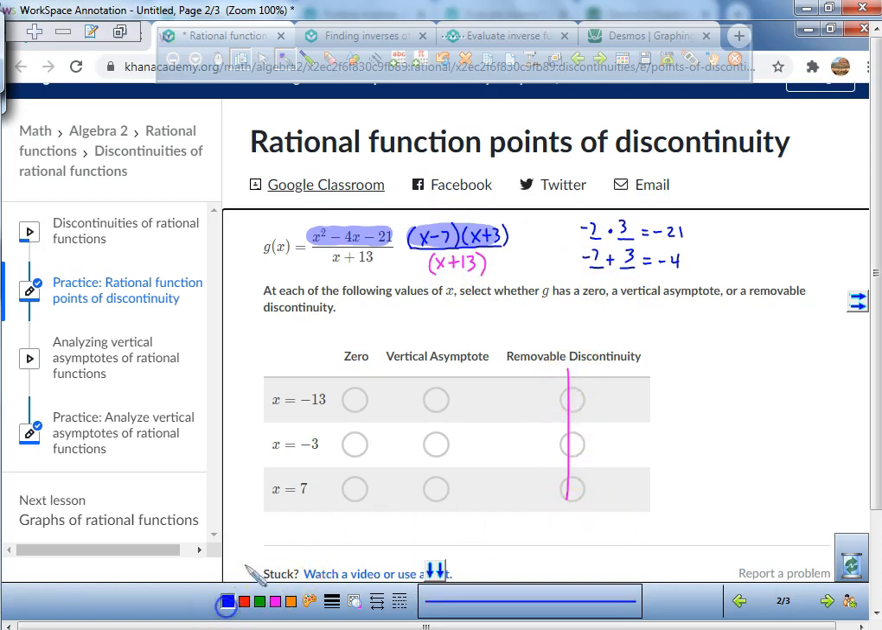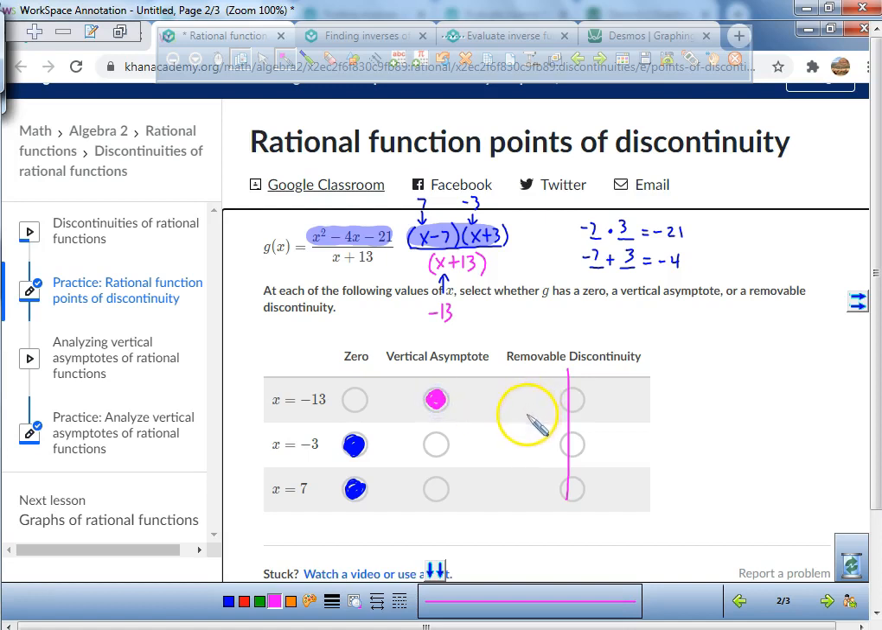Nothing cancels out. Any number that you can plug in to make this equal to a 0, like a 7 or a negative 3, those are going to be our zeros. So negative 3 and 7 will be our zeros. What number could you plug in here to make the denominator equal to 0? That's negative 13. That's our vertical asymptote at negative 13.